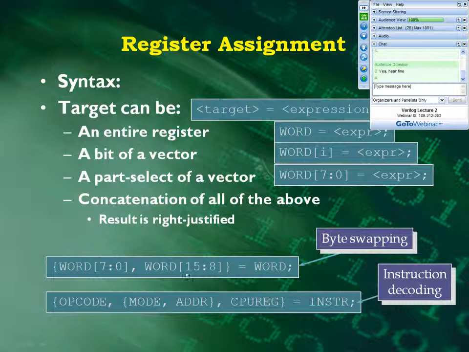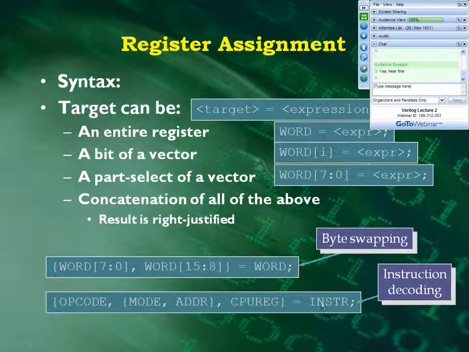Now for concatenation, that's what this line is right here. This with the curly brackets is known as a concatenation, where we've concatenated two or more items together. The concatenation is right justified. In this case, word is 16 bits, and we're going to select part of them to go here, 8 bits to go here, and 8 bits to go here. So this is valid to do. You can do a byte swap in this case.